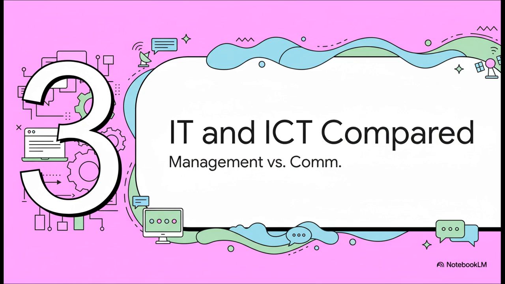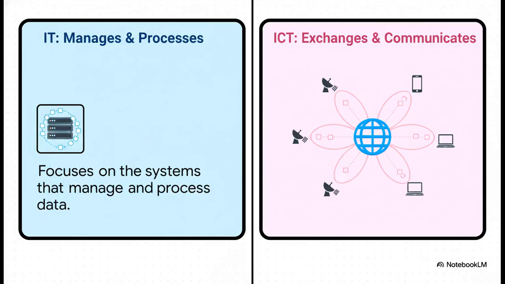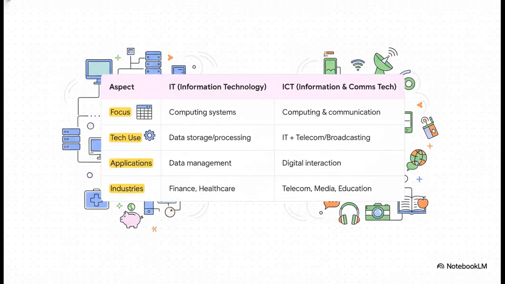All right, time for the main event. Let's put these two side by side to really nail down the difference. The easiest way to think about it: management versus communication. Before we dive into the nitty-gritty, let's just lock in this one simple idea. IT is mostly focused on the systems that manage and process data. ICT, on the other hand, is all about the technologies that let us exchange and communicate that data. So one manages, the other communicates. Simple as that. Now, let's break this down a bit more.